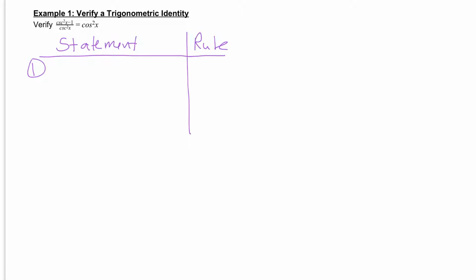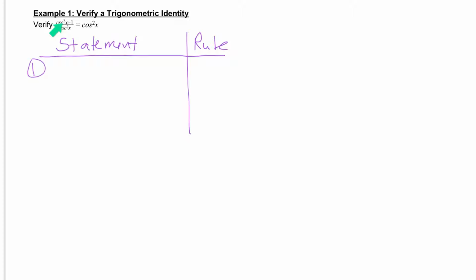So here we go. In example 1, we're going to verify. Now, what we want to do every time is we're going to have a statement of what we're doing. And with the statement, then we also need to write down what the rule is. So what rule or what property identity did we use in order to go from one step to the next? So you really have to make sure you're only doing one step at a time and that you're showing your work.